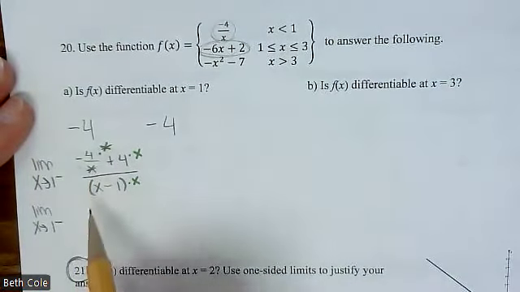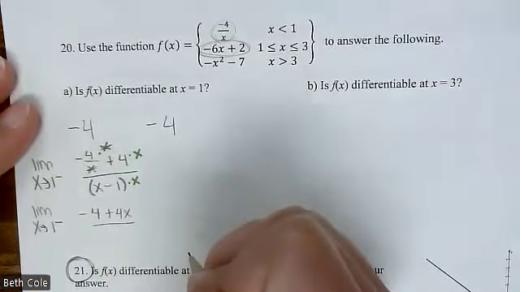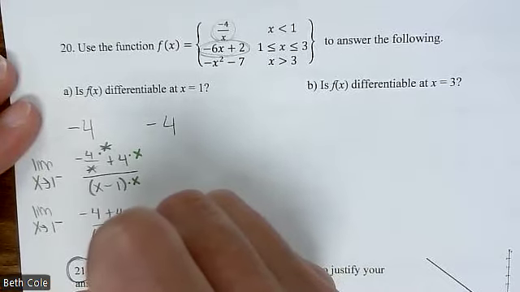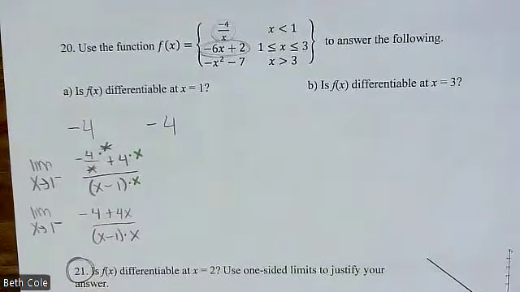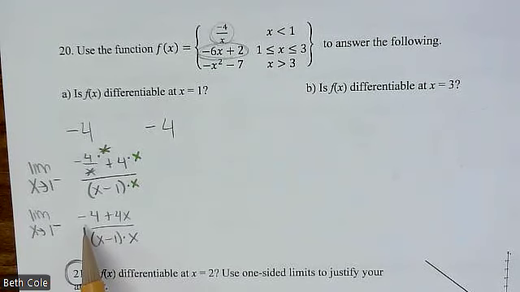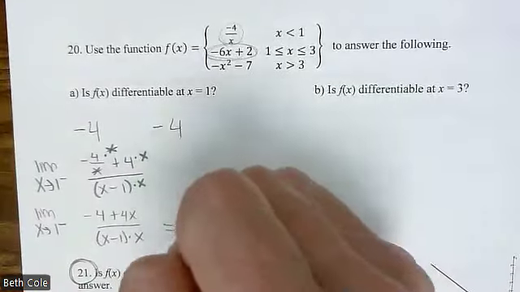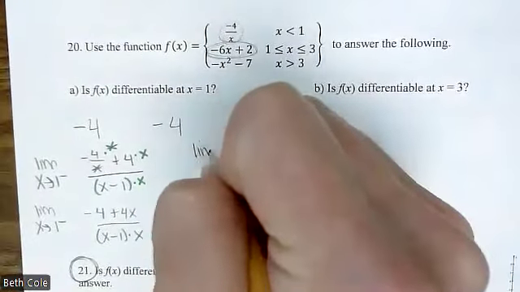But these would cancel. You would get -4 plus 4x over this. Now, again, for the sake of not having to write so much, if you were to factor, what would you factor out of that? You would factor out a 4, and that would give you x minus 1. All right, so we'd end up with a 4 over x. And if you plug in 1, 4 over 1 is 4. Okay, cool. Let's do the limit from the right.